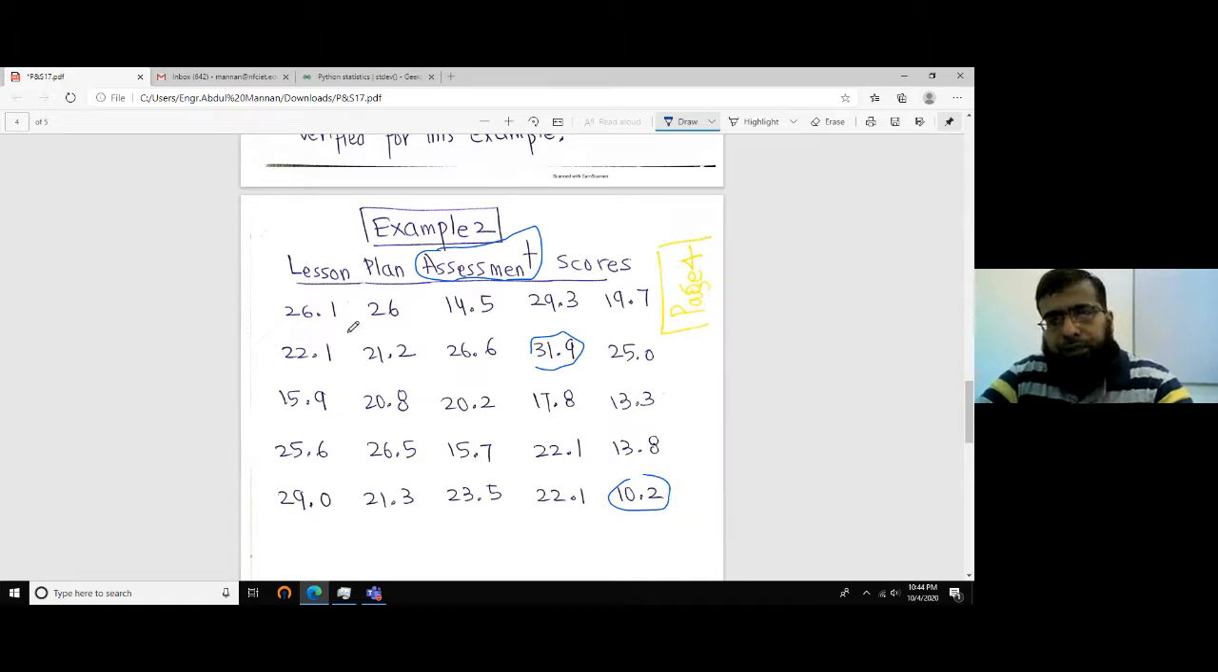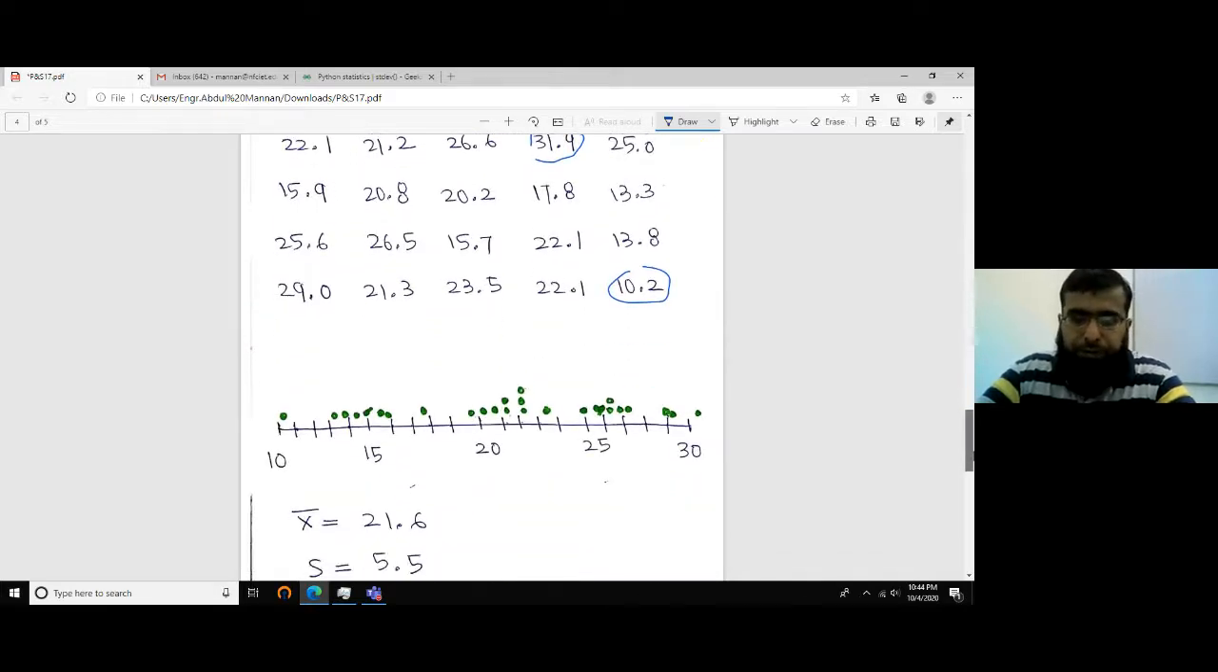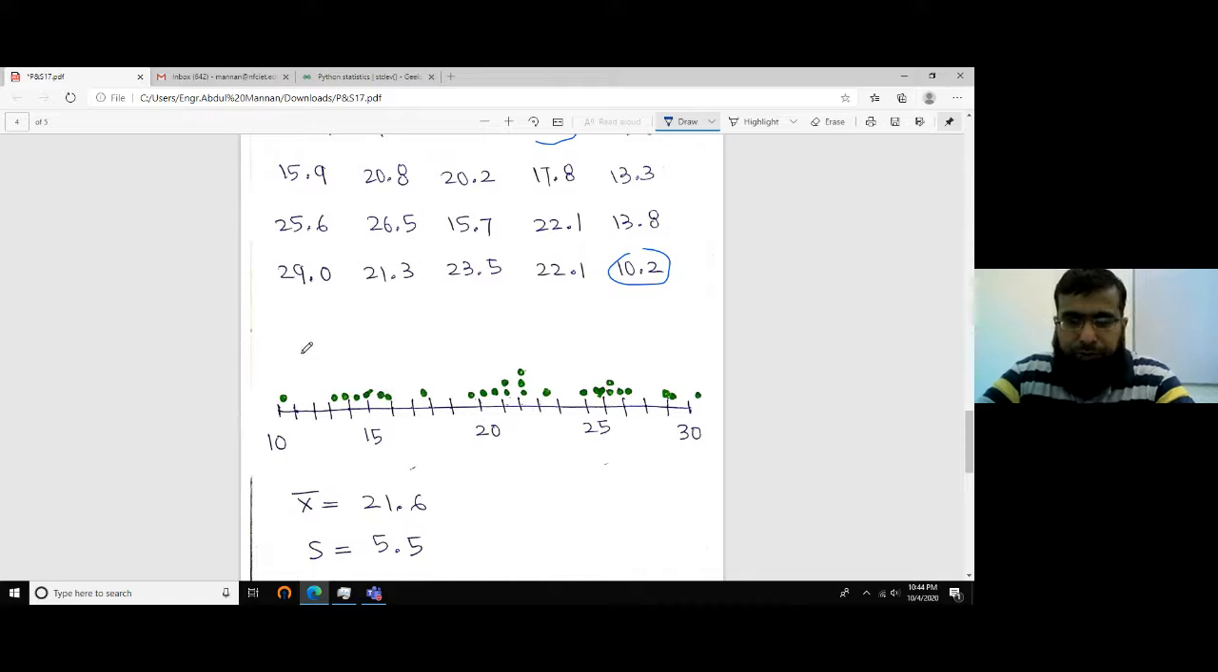So these are 25 lesson plans randomly selected from teachers in a university to see whether they are able to communicate their lesson plans or deliver their lessons according to the plan or not. I have plotted a dot plot for this data.